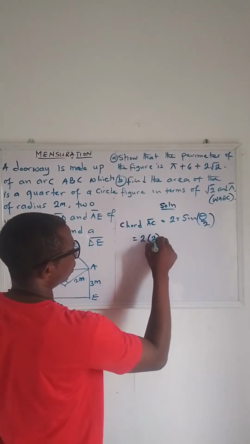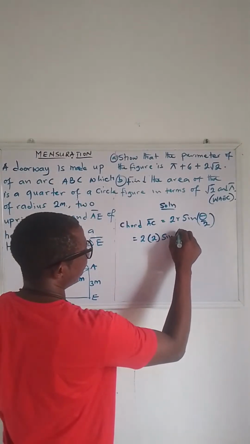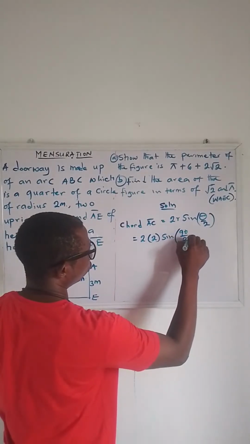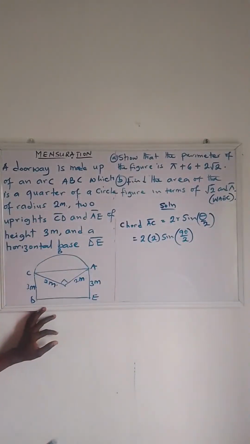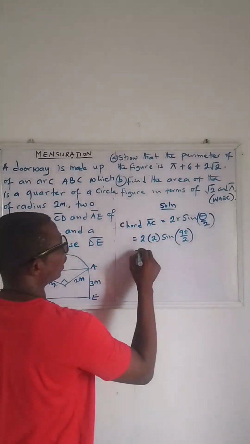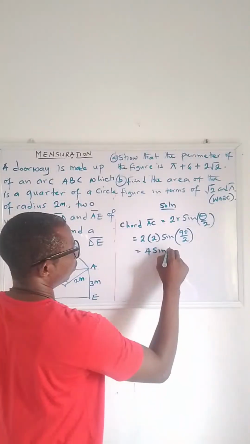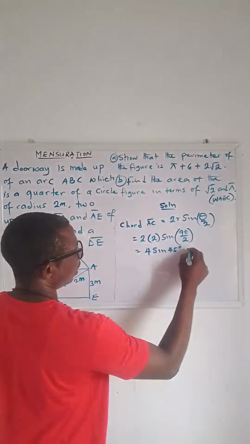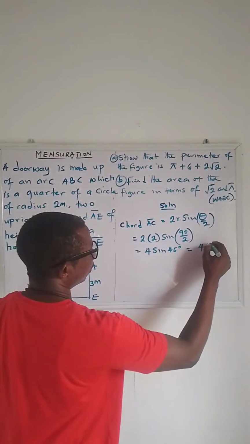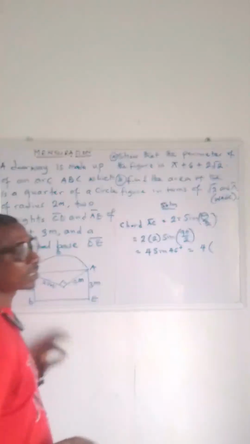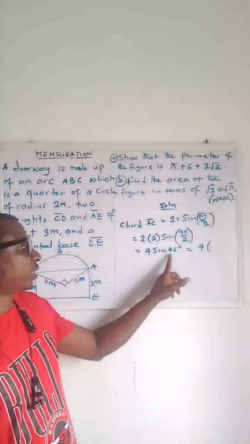2 times 2 sine 90 over 2. Okay, do you get that now? And that gives me 4 sine 45 degrees. And that's the same thing as 4 sine. Now, what is sine 45 degrees?